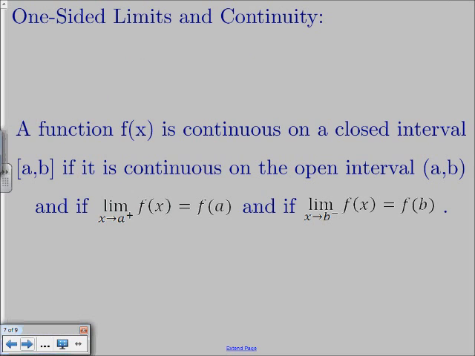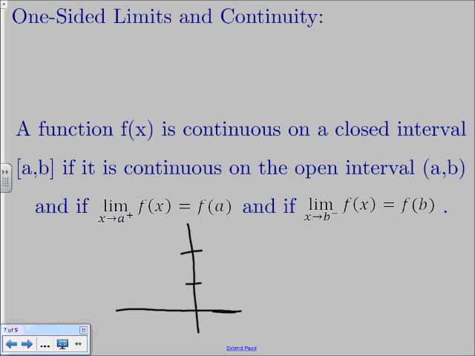Okay, so one-sided limits also affect continuity on a closed interval. So we can say that a function f of x is continuous on a closed interval from a to b if it is continuous on the open interval from a to b, which just means that there's no holes, asymptotes, breaks, nothing in the graph on that interval. And if the limit approaching a from the right of f of x is equal to the function value at a, and if the limit approaching b from the left of f of x is equal to the function value at b. So a good example of this is actually the semicircle function that we looked at first.